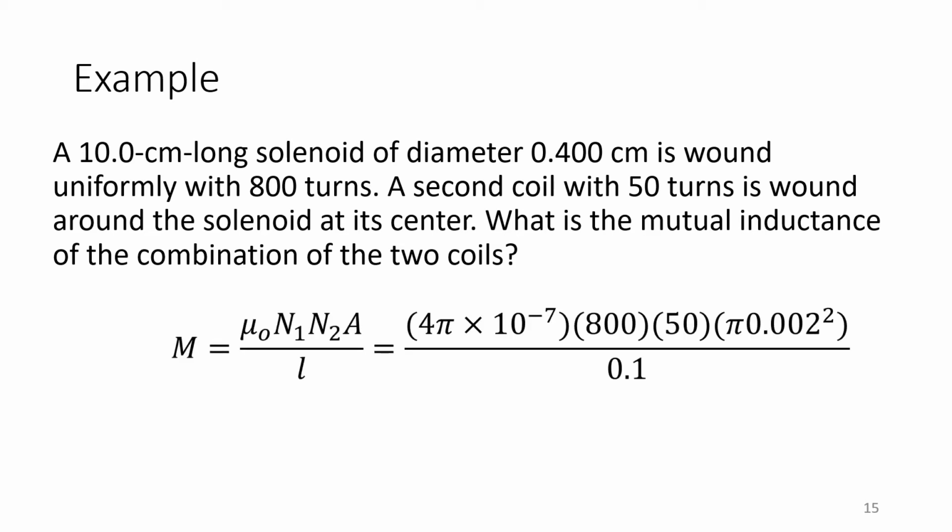Now, using our equation for M, mu naught N1 N2 A over L, direct substitution gives us the following expression. And we have to keep in mind that the area of a circle, or our cross-sectional area, is pi r squared. So all we need to do is basically divide the diameter by 2, and then you get your radius. All we need to do is to confirm that we'll get this answer in our calculations. It's 6.32 times 10 raised to the negative 6 henries. The answer is there.